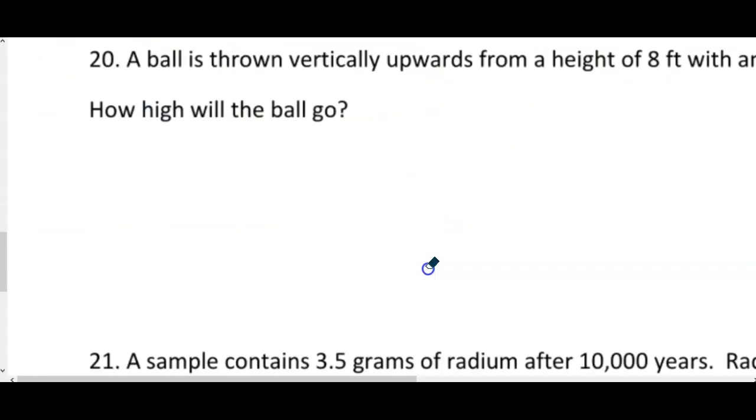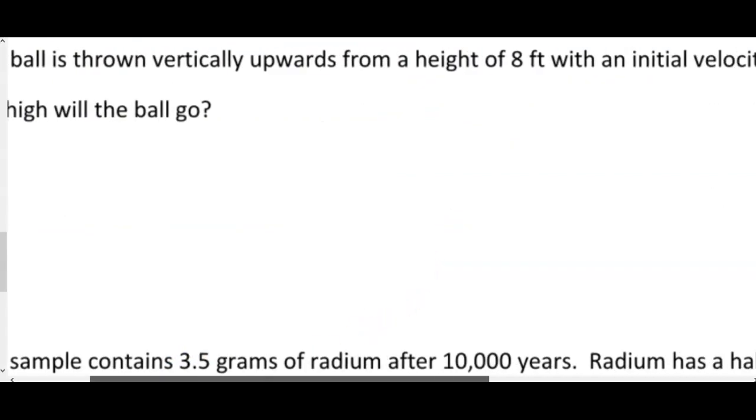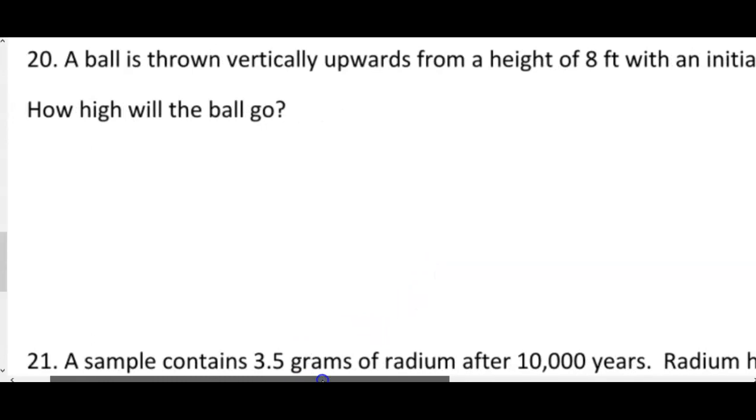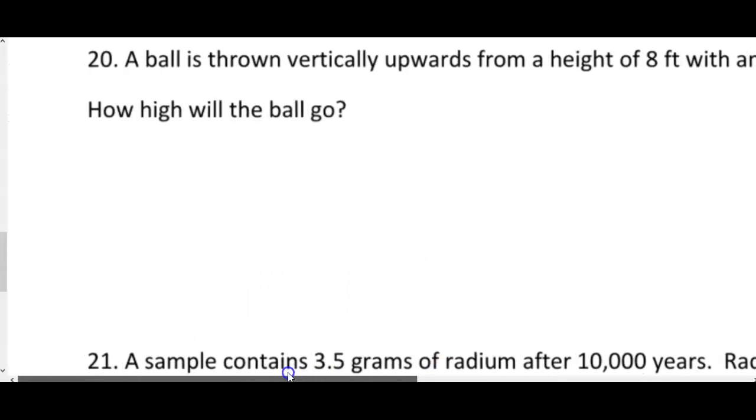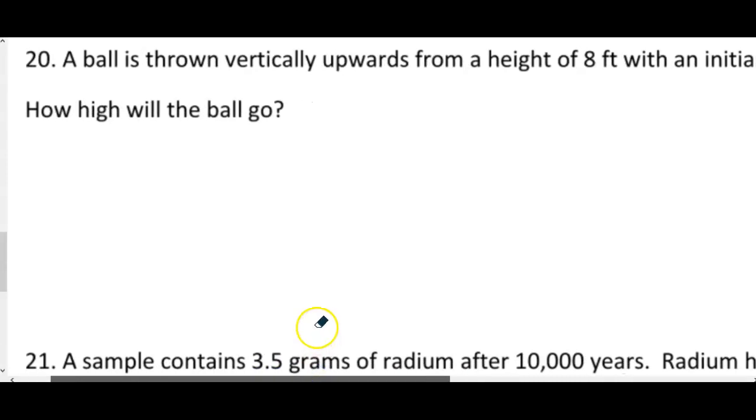All right. My favorite problem of the day right here. A ball is thrown vertically upward at a height of 8 feet with an initial velocity of 65 feet. How high does the ball go? So you got to find a height right here, guys. Remember, we start with negative 32 and work backwards from there. We work backwards from here. Remember, this is 32, so we're going to integrate that.